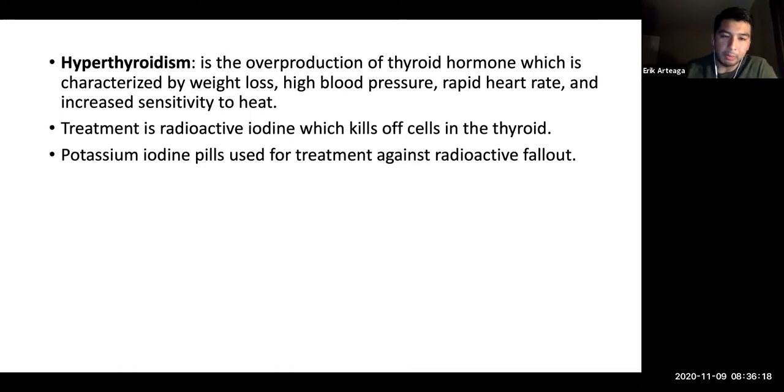Okay. Kind of a segue from there, potassium iodine pills are also used in the treatment against radioactive fallout. So one mechanism to treat hyperthyroidism is to use radioactive iodine, which kills the thyroid tissues. Another mechanism that we use to help prevent radiation poisoning, especially for individuals that work close to nuclear sites or individuals that have been exposed to high amounts of radiation, such as in 2011. It was a meltdown in Japan.